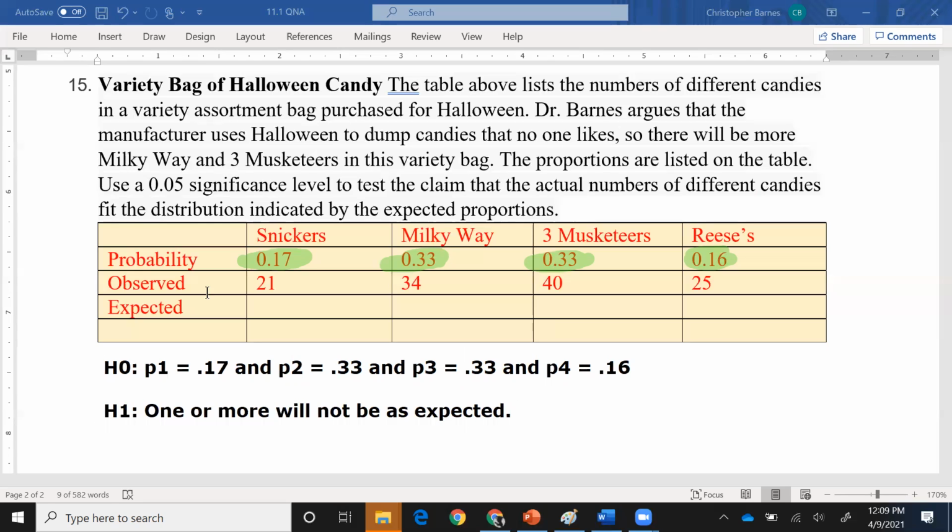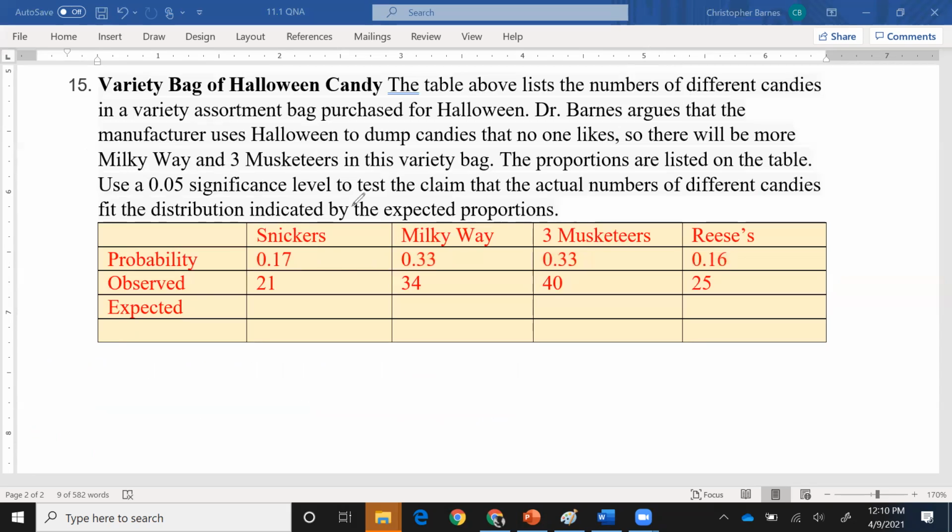First step is to do the hypothesis. That's step 1, the very first step. Now, I'm going to clear this, we got it on recording. The next thing we have to do, step 2, is to get the expected values. So let's do the expected values.